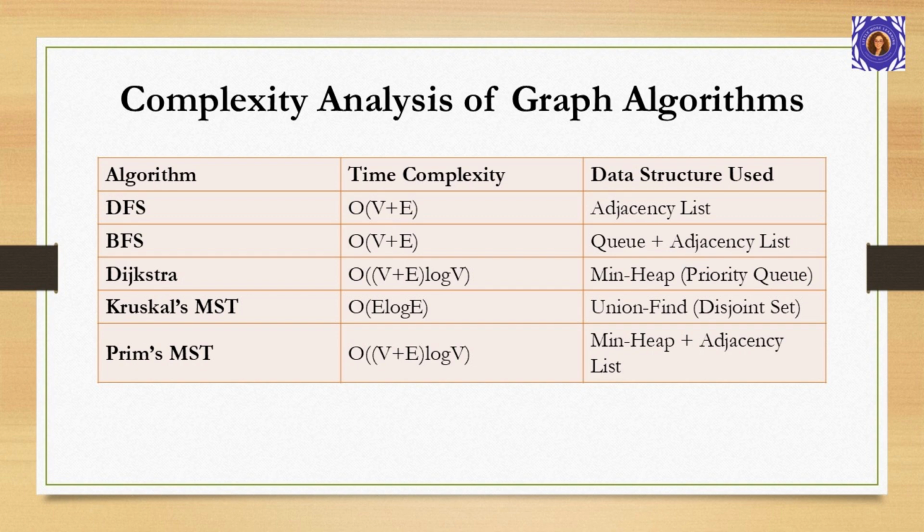Prim's algorithm has a time complexity of O(V squared) when using an adjacency matrix. But when implemented using a binary heap with an adjacency list, it improves to O((V + E) log V), making it more suitable for dense graphs.